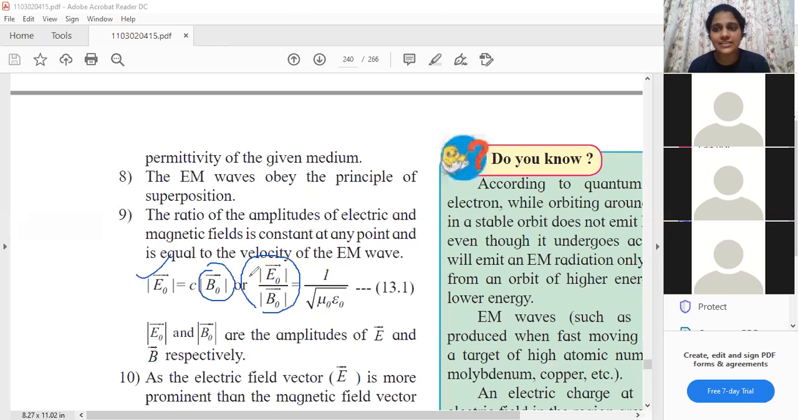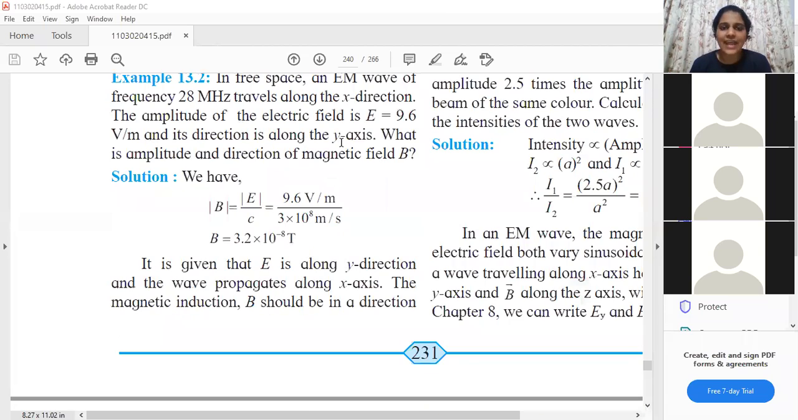So I can modify this equation, right? Keep B on one side. So on the right hand side, I'll have E upon C. Yes or no? Very simple numerical. So all I have to do is take my E value. Please do not forget to put the mod sign, because it will indicate amplitude, the value. So E upon C will give me the answer.